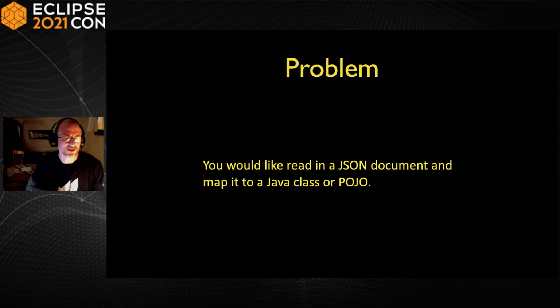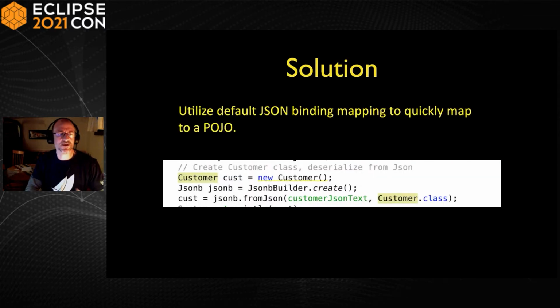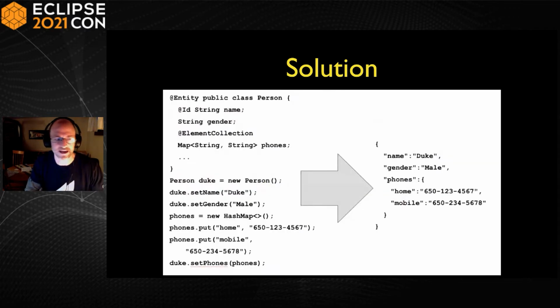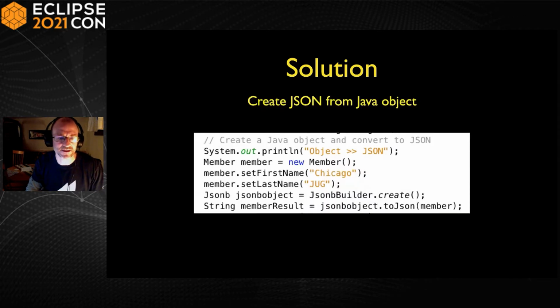And so now what we'd like to do is read in a JSON document and map it to a Java class or POJO. So you can utilize JSON Binding to make this happen. Basically, you can use the JSON-B builder to create a JSON-B object. And then we can go ahead and map any text to a Java class and then convert it automatically. You can see in this little diagram with the entity class how you can populate this POJO and then convert it into JSON very easily.